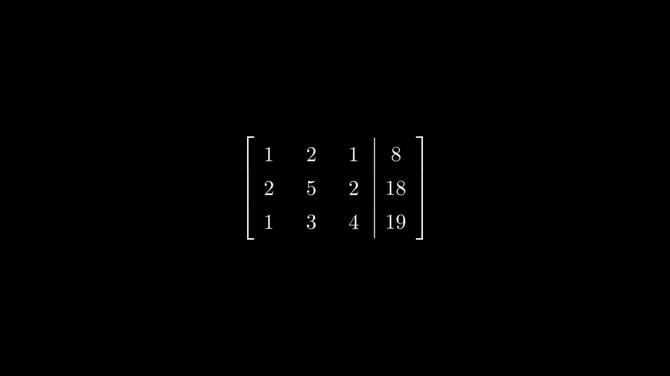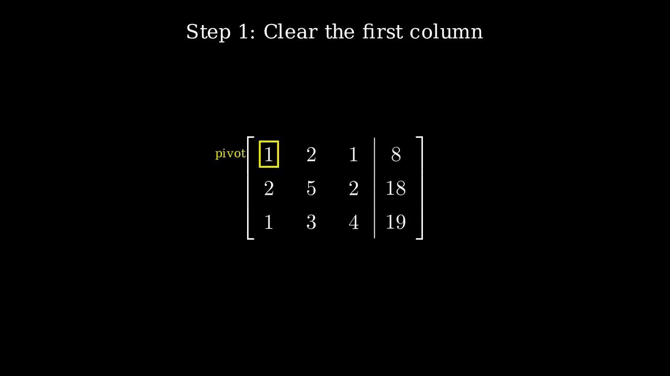Let's begin. Look at the first column. We want zeros below the top left entry, so we'll use the first row to eliminate the x terms from the second and third rows. Take row 2 and subtract 2 times row 1. The x term vanishes. Now take row 3 and subtract row 1. Again, the x term disappears. We've cleared the entire first column below the pivot.